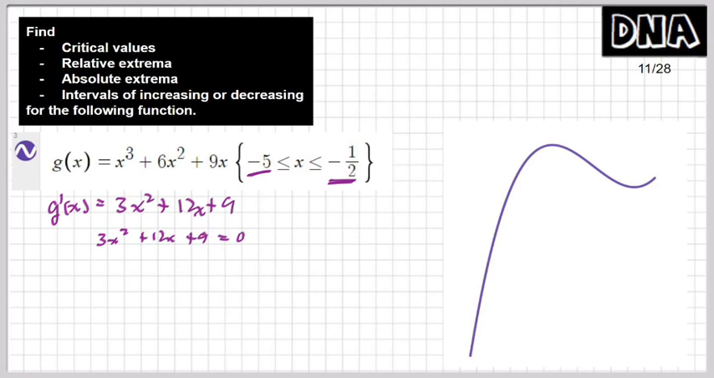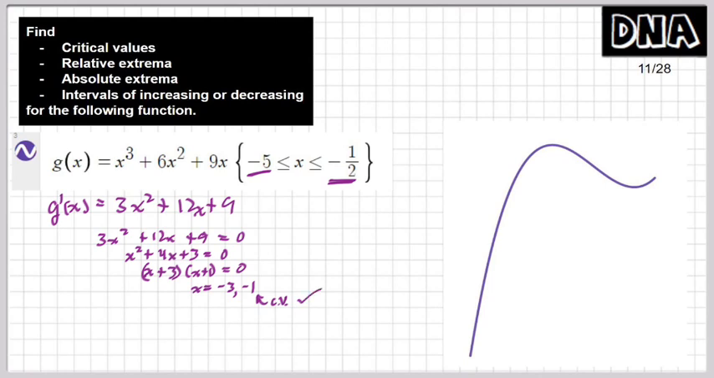It looks like everything is divisible by 3, which is good news because now we have a positive 1 in front of the x squared. Now in order to solve this, I get x plus 3 and x plus 1. That's where we would equal 0. And I get x equals negative 3 and negative 1. These are critical values.